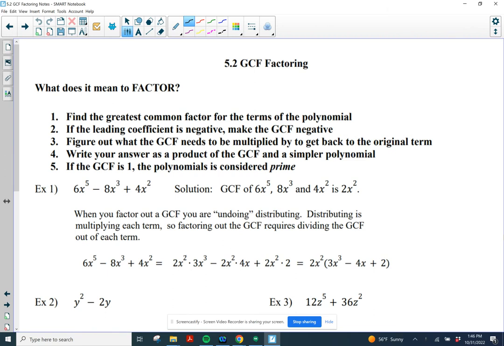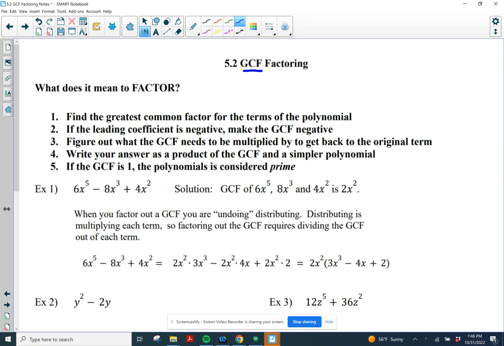Welcome to section 5.2. We're going to talk about factoring and a specific type of factoring. We're factoring out the greatest common factor. Remember, GCF is greatest common factor. And we talked about how to find those in the last section. Today, we're going to factor polynomials by taking out, or factoring out, the greatest common factor.